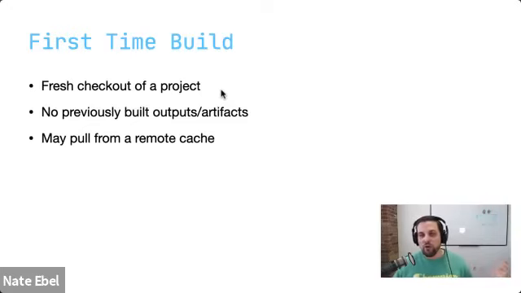Even if we do pull from a remote cache, this is still likely going to be a very slow version of our build, just because we don't have any previously available information to help speed up the build. So we would expect our tasks to have a lot of that executed status, because it is going to have to rerun most, if not everything, in this scenario.